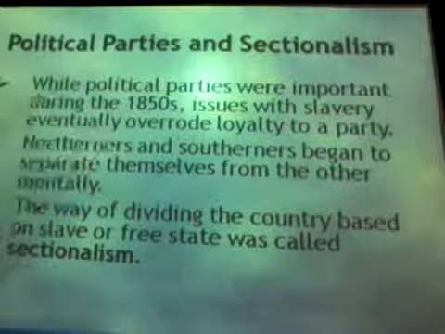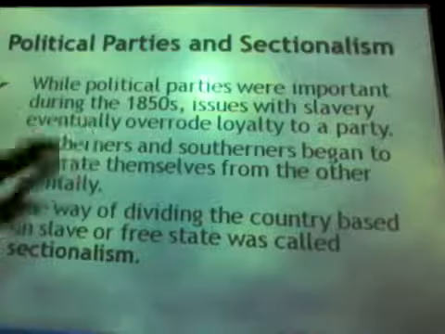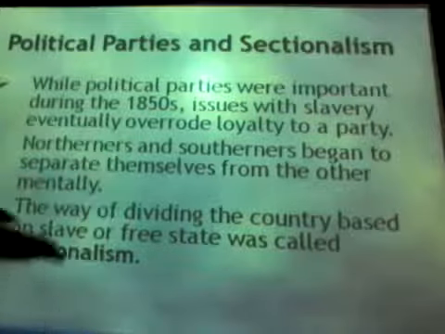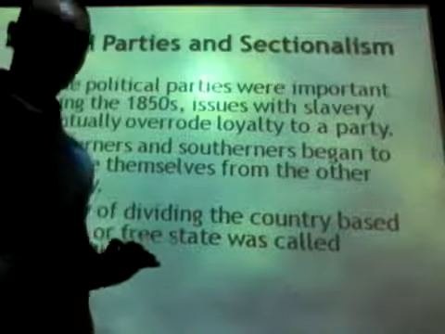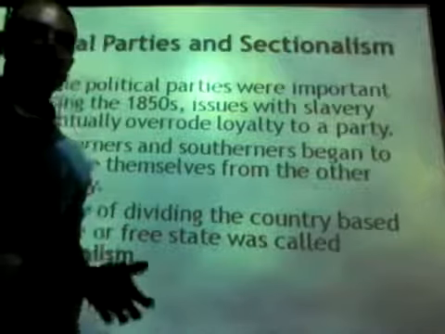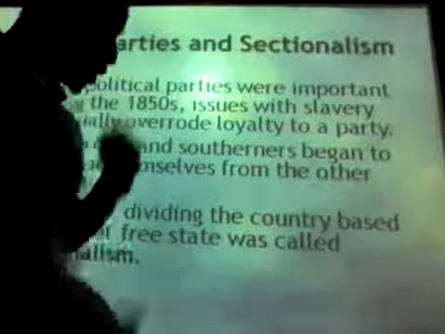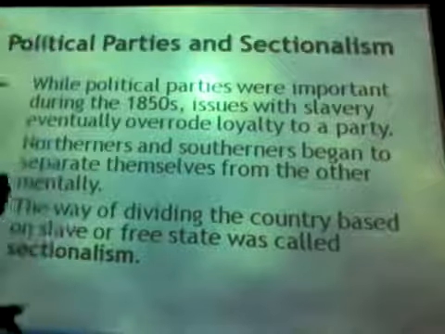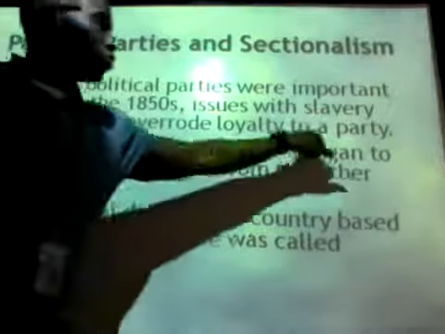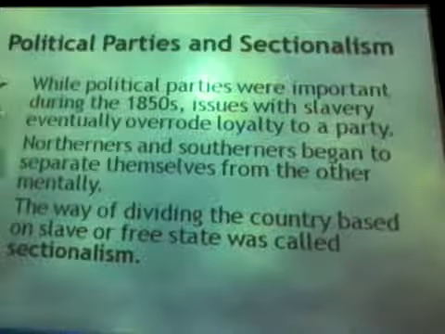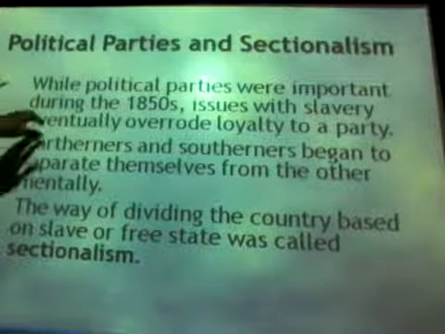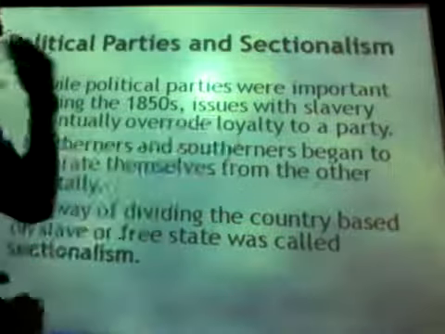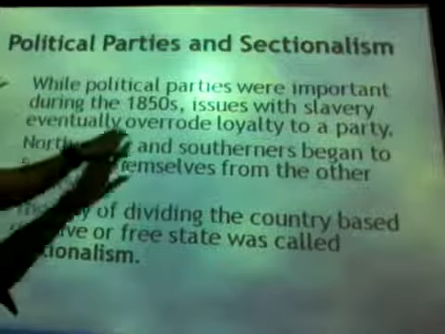Now, on this slide, you see some of the issues continue to talk about loyalty to party. Many people are really not concerned with the issue of slavery. They're not a slave owner, don't own a plantation, never have, never will. But they start feeling like they have loyalty to a party. So the issue of slavery eventually, as you see, overrode that.